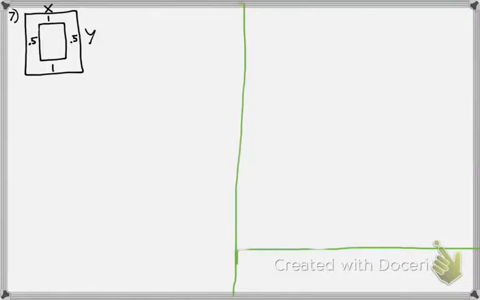So again, the last sentence usually tells you what you're trying to maximize or minimize. So in this case, we're trying to maximize the printable area.